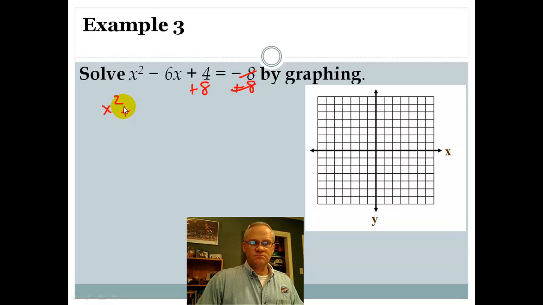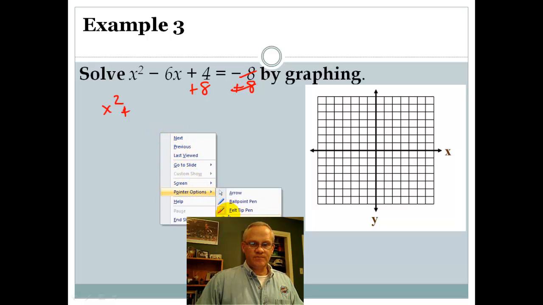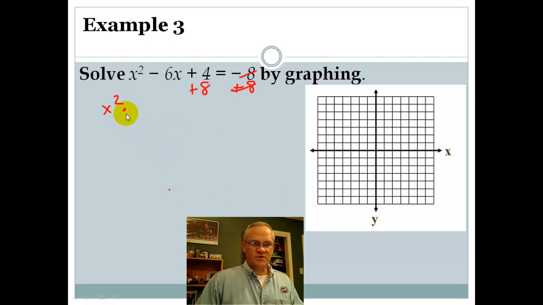Oops. Yeah, let me do this. I think I can do this to make it nicer. Okay. Go to my eraser there. Look at that. I'll erase that one too. All right.